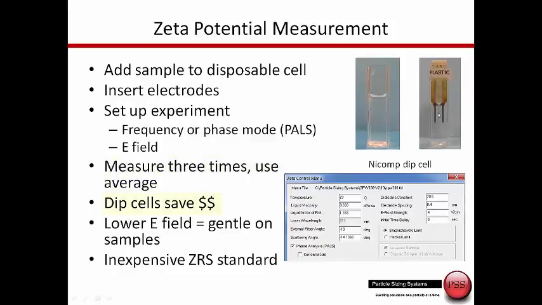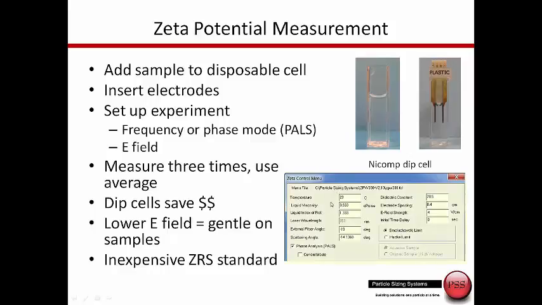These dip cells are actually the less expensive way to take the measurement compared to disposable cells, because this dip cell will last you for thousands of measurements over many years. We can work at much lower voltages, a smaller applied electric field, because we're actually taking this measurement directly in between the electrodes. It's also very beneficial when measuring biological samples, because then we reduce the joule heating and we don't have to worry about baking the sample onto the electrode. It's also better at high salt concentrations.